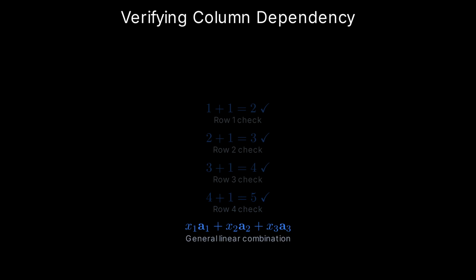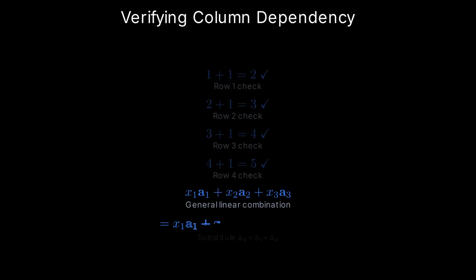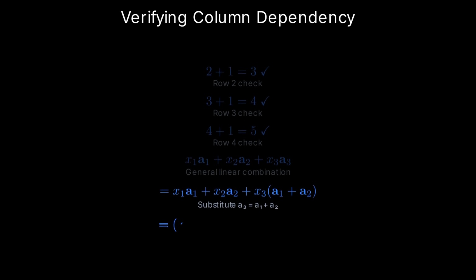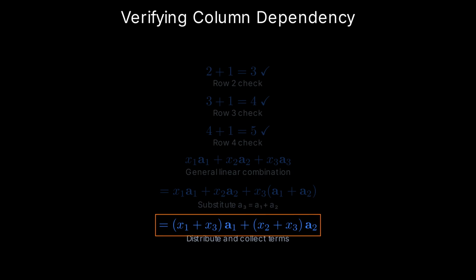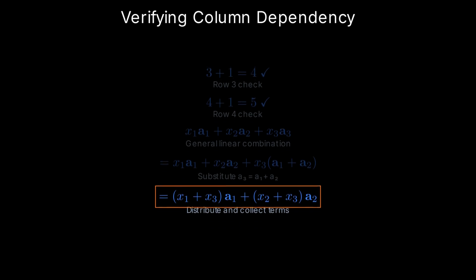Suppose we have x1 times a1 plus x2 times a2 plus x3 times a3. Since a3 equals a1 plus a2, we can substitute to get x1 times a1 plus x2 times a2 plus x3 times the quantity a1 plus a2. Distributing x3, this simplifies to (x1 plus x3) times a1 plus (x2 plus x3) times a2. So if column 3 appears with weight x3, we simply add x3 to the weight on column 1 and add x3 to the weight on column 2, and we get the same result.